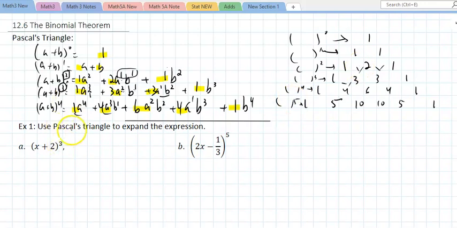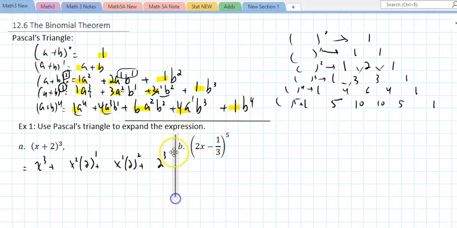So when they say use Pascal's triangle to expand, well, we know that this is going to be x to the third plus x squared. That means 2 is going to pick up the 1. X to the 1, that means 2 is going to pick up squared. And no x, that means 2 must be raised to the third. That's pretty much it. Now the coefficients.